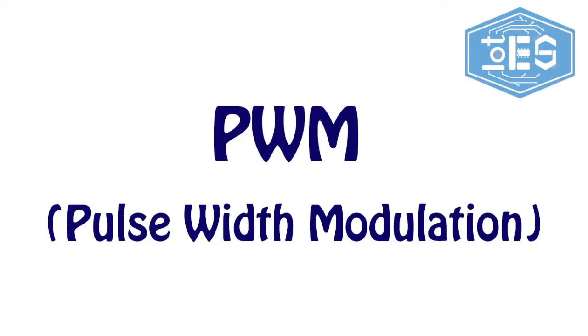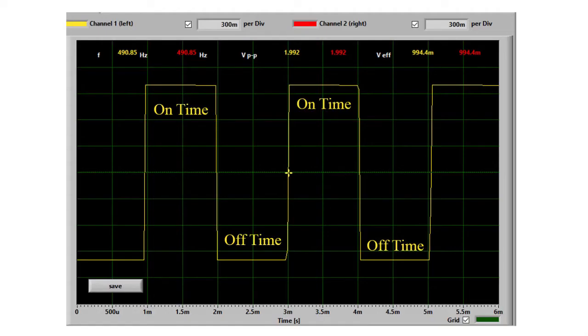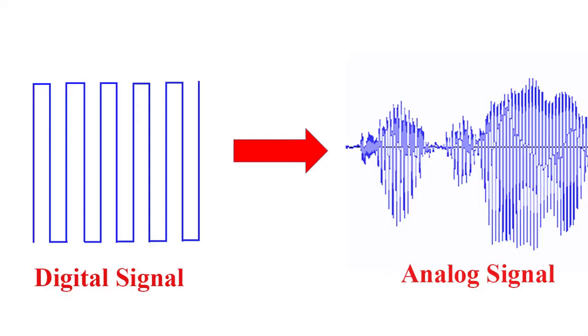Pulse Width Modulation, or PWM, is a technique for changing the on and off time of a digital signal to encode data in it. Also, you can use PWM to convert a digital signal into an analog signal.